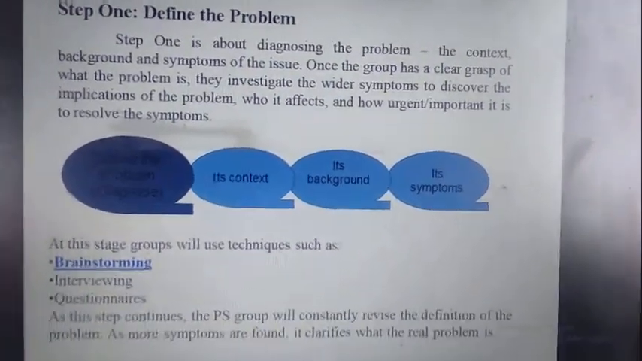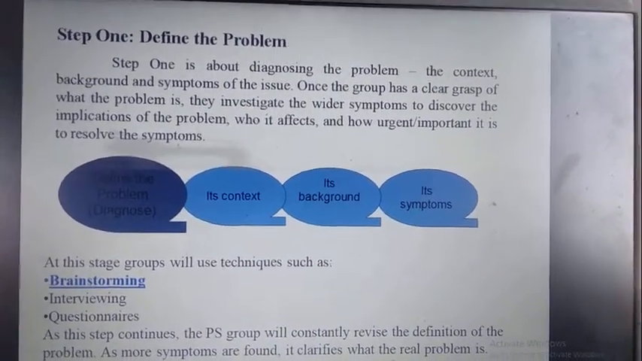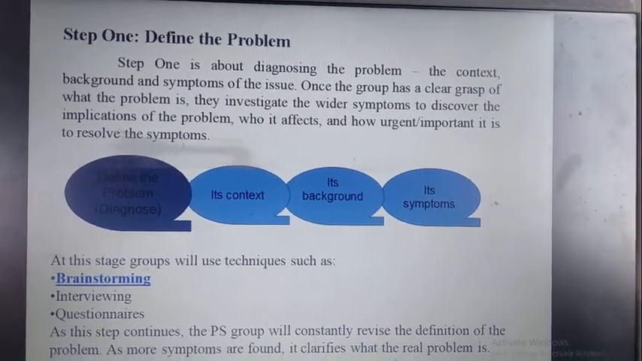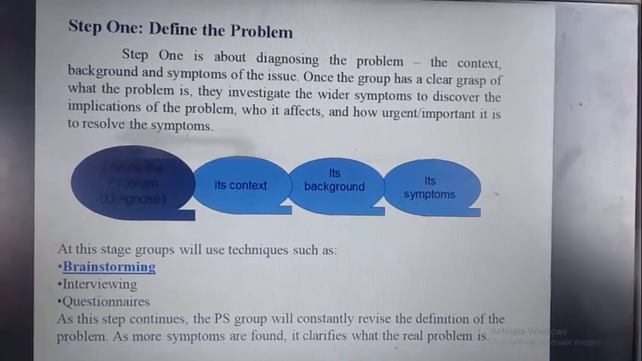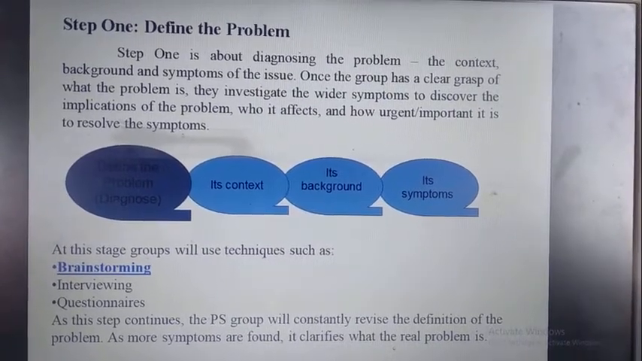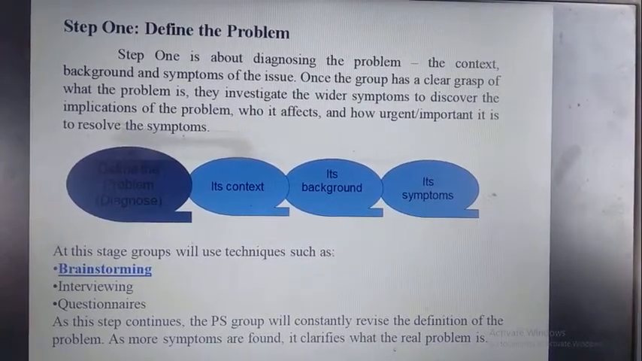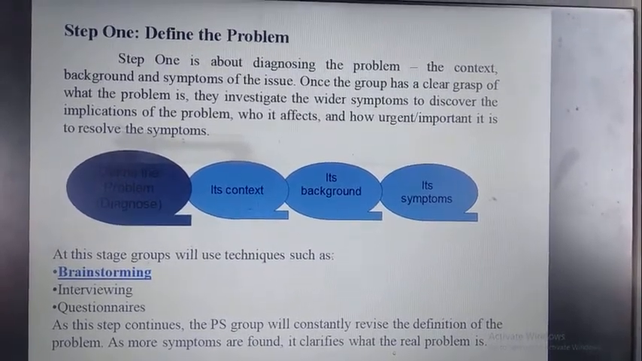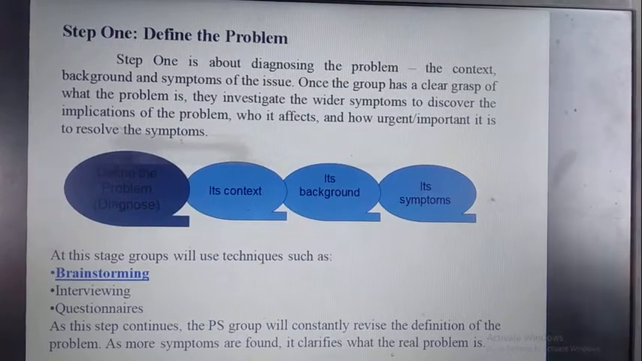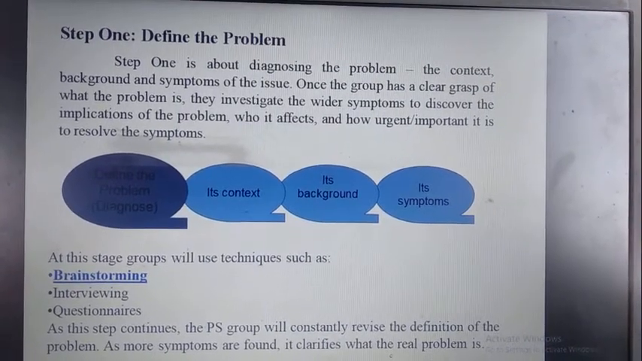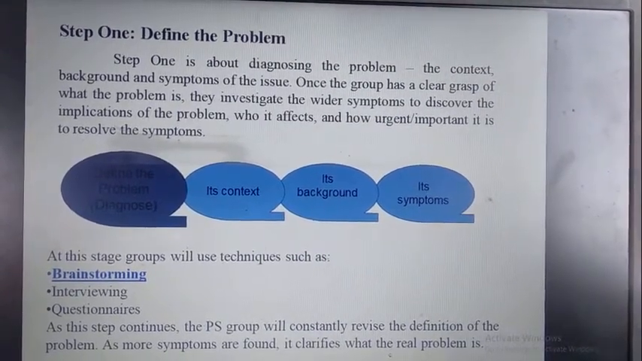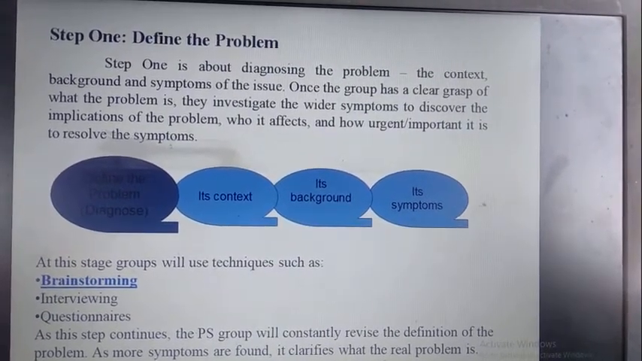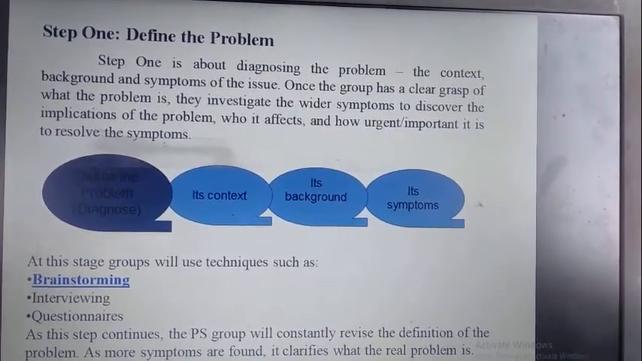Here the first step is define the problem. Step 1 is about diagnosing the problem. We have to identify what the cause is, and diagnose the problem, the context, background and symptoms of the issues. Once the group has a clear grasp of what the problem is, they investigate the wider symptoms to discover the implications of the problem: who it affects and how urgent and important it is to resolve the symptoms.